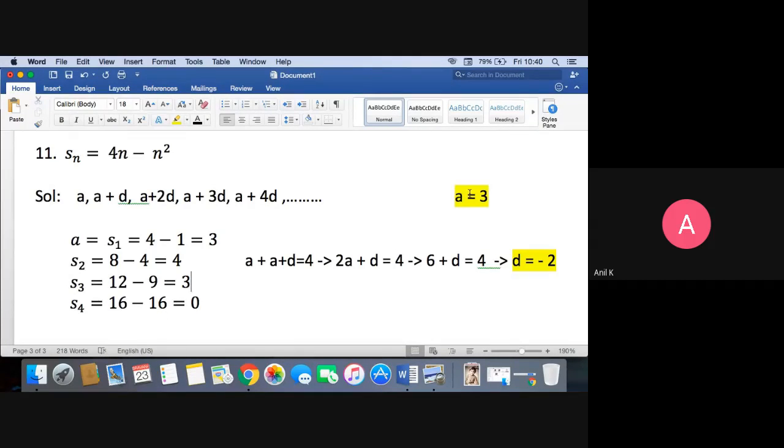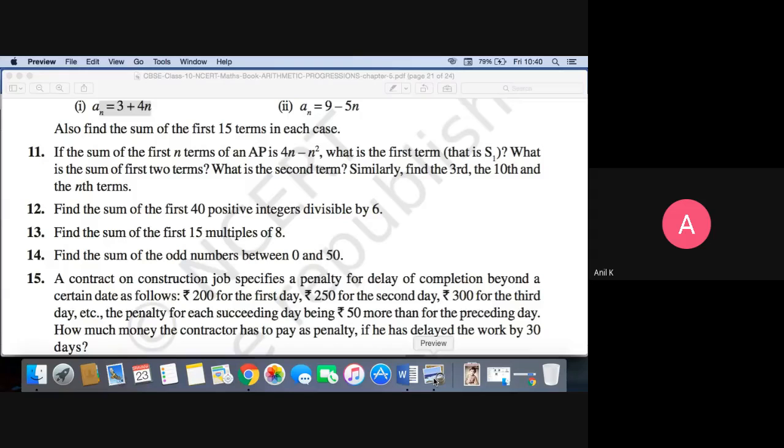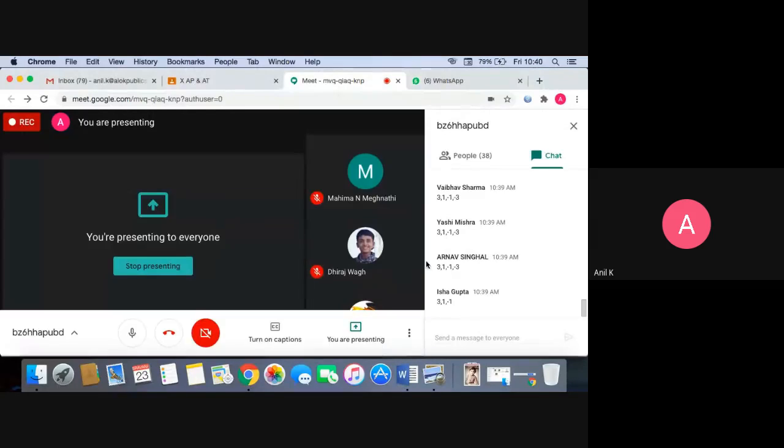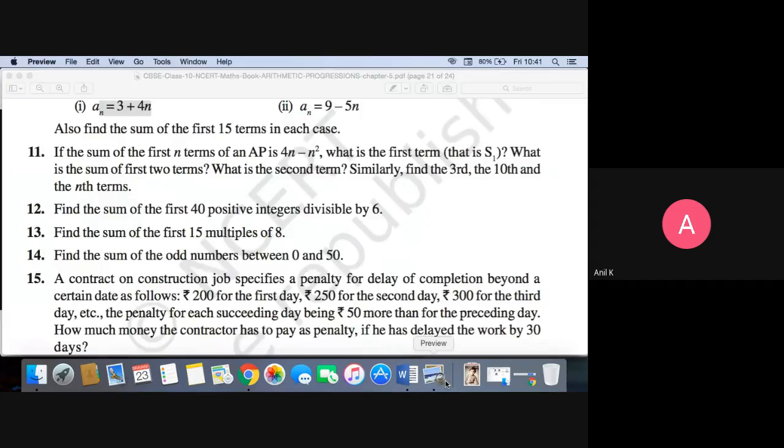Once I know A value and D value, I can generate as many terms as they ask. What is the sum of first two terms? That is S2, we got it. What is the second term? 1 is the second term. Similarly, third term, here they have given the answers. 3, 1, minus 1, minus 3. So second term is 1. Third term is minus 1. Fourth term is minus 3.